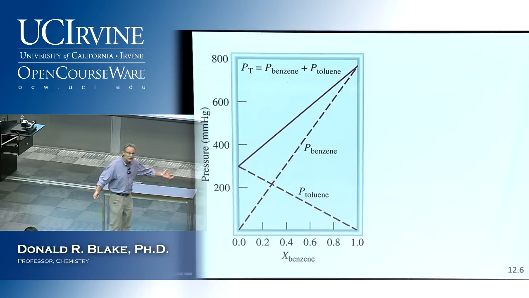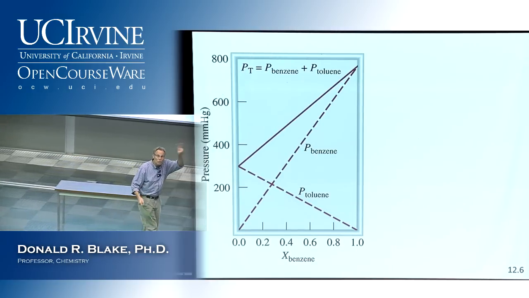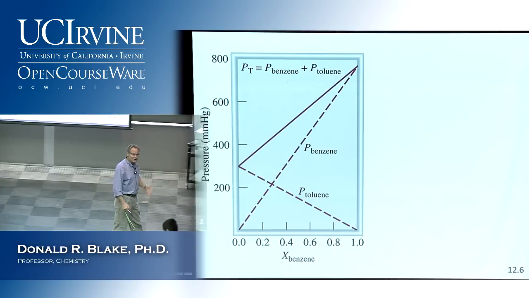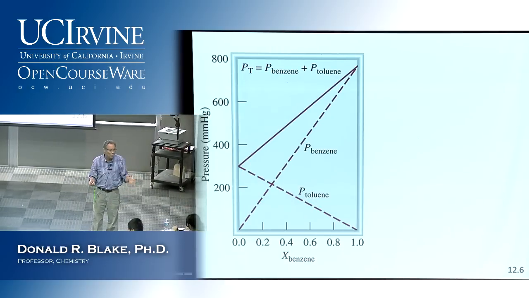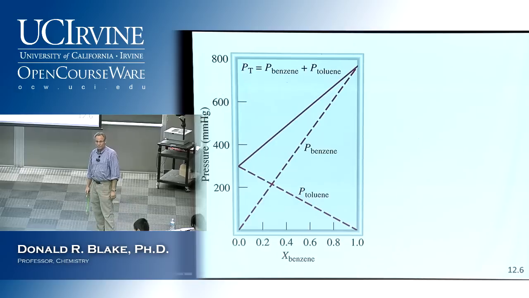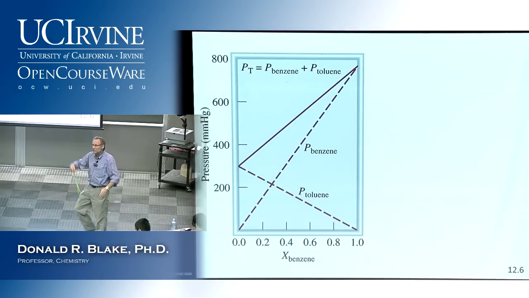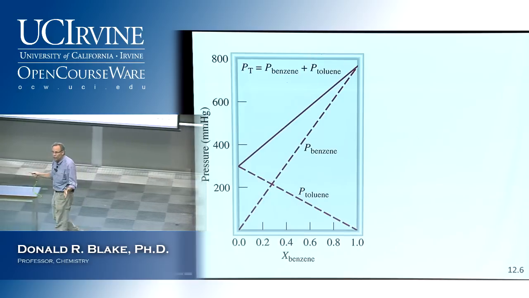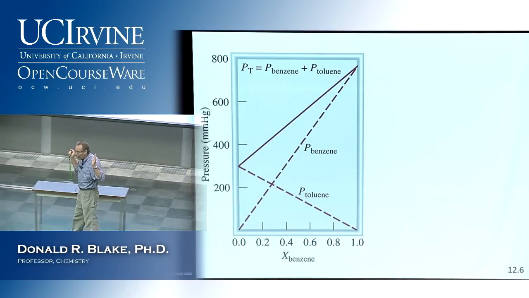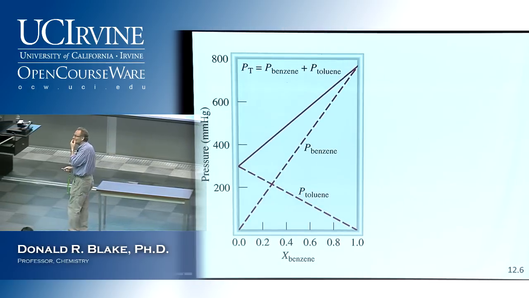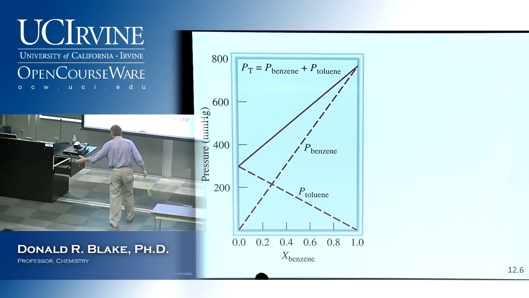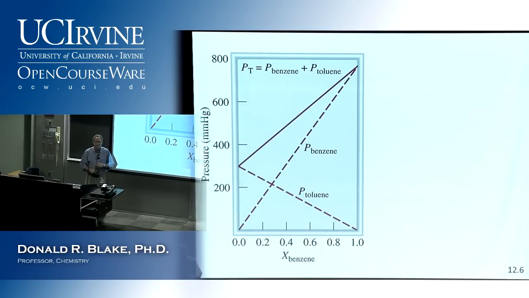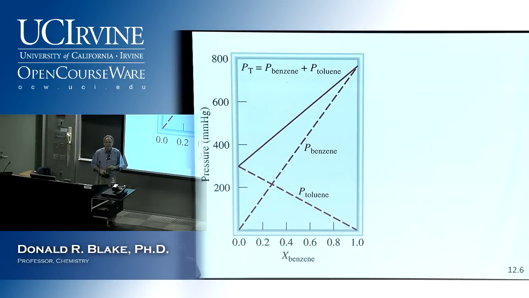0.3, yes. When you have two things, all you have to do is, if you know what one of them is, you automatically know the other. If it's 0.1, the other has to be 0.9. If that concept is hard for you, I'm not being funny. I'm just saying you have to understand, folks, that with mole fraction, everything adds up to one.